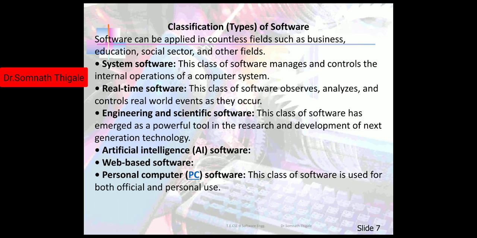Engineering and scientific software. This is the class of software which has emerged as a power tool in research and development of next generation technologies. We call it engineering and scientific software. Examples are artificial intelligence, web-based software, personal computers. These are different types, or may be a combination of these. We call this the classification of software.